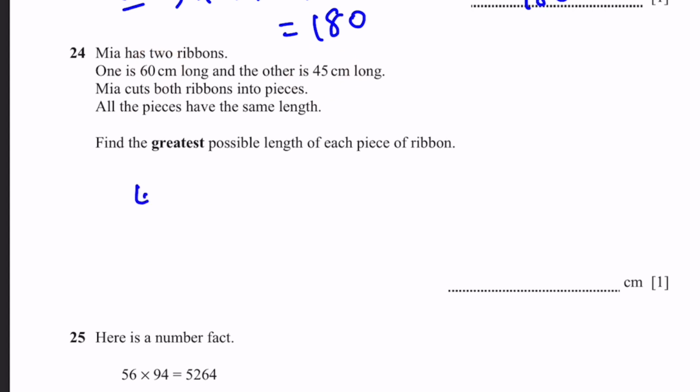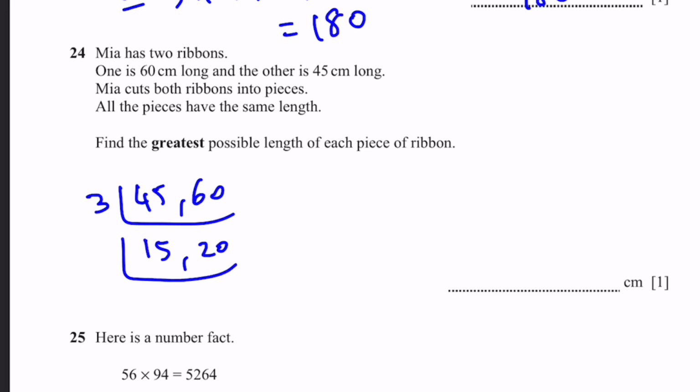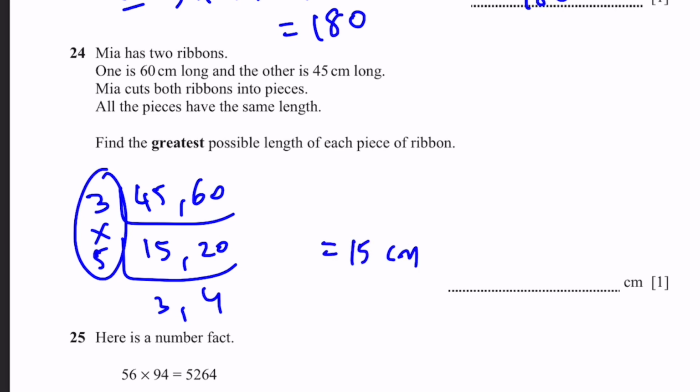So let's find the HCF like this. So first there's a 3, 15, and 20. And there's a 5. So 3, 4. So 3 into 5, which is equal to 15 centimeters, is the greatest possible length of the piece of ribbon. That's the answer.